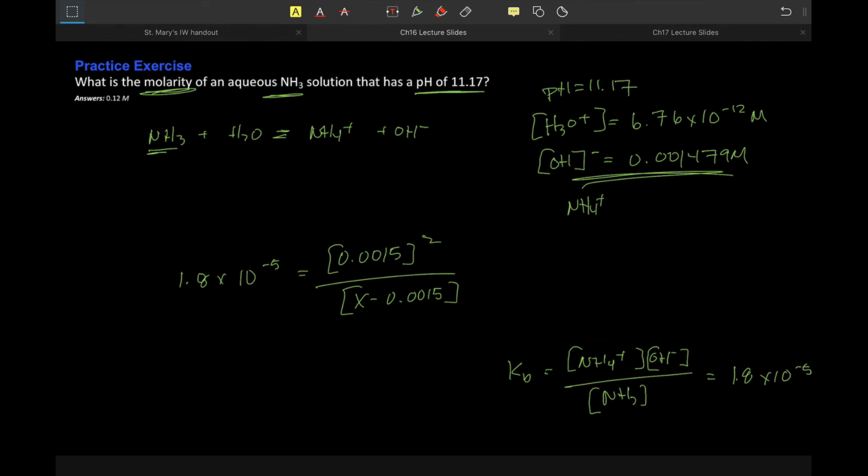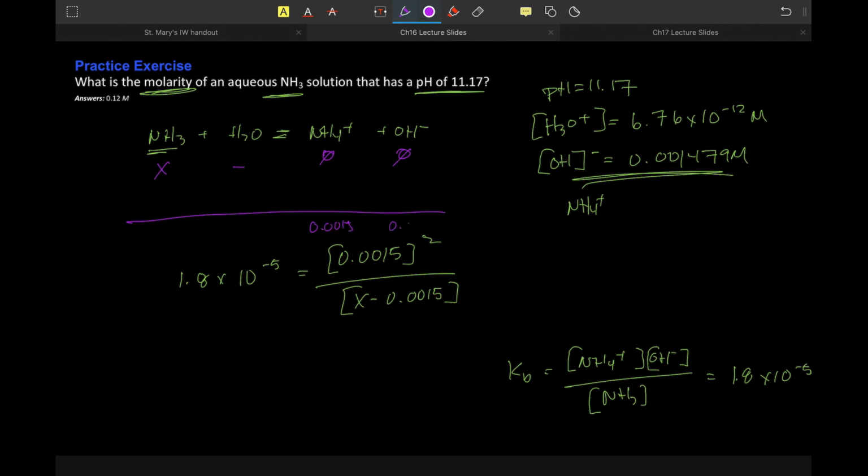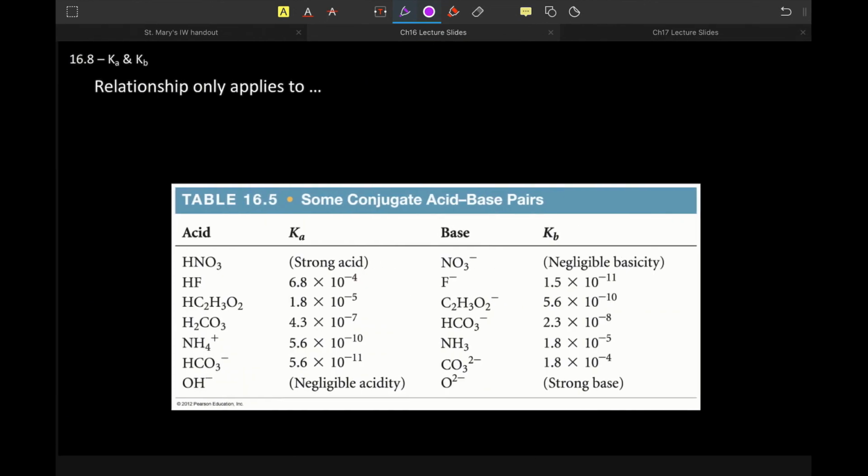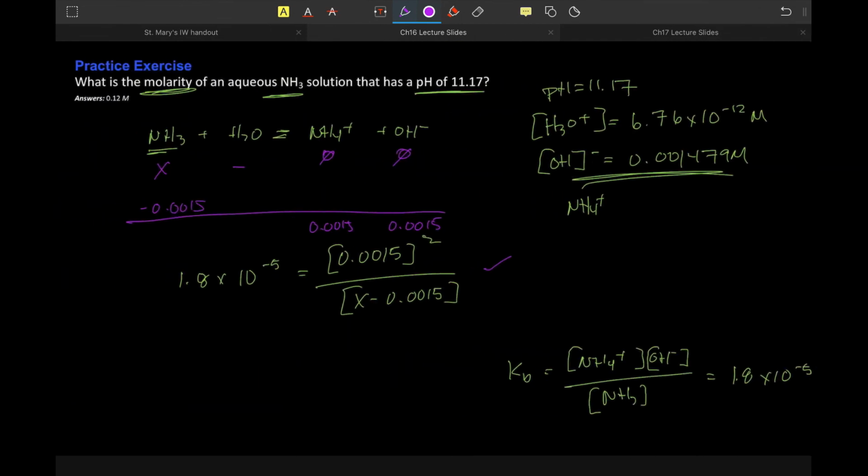If we wanted to do our RICE table, we could just put in our pieces, which say that if this is x, and this is 0, 0, and we know that eventually we end up with 0.0015, then this must be minus 0.0015. Does that make sense? Which is how we get our numbers for here. And then we'd solve for our x. Does that make sense? All right, fantastic.